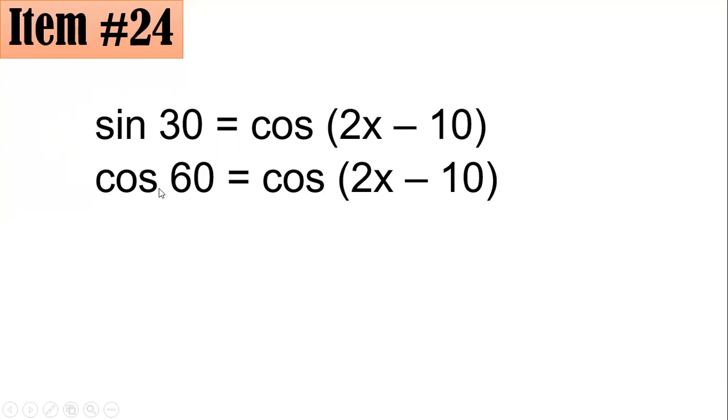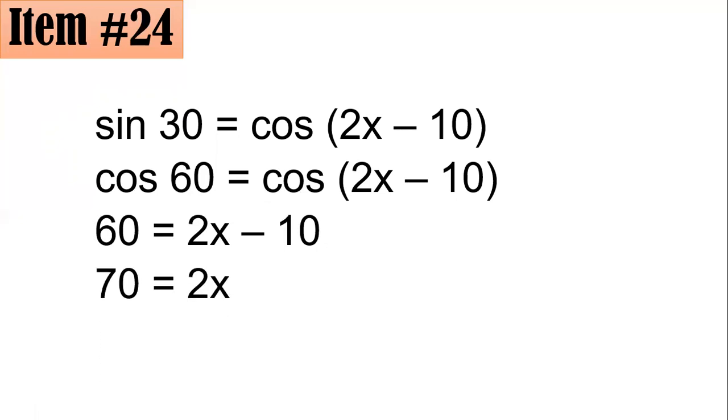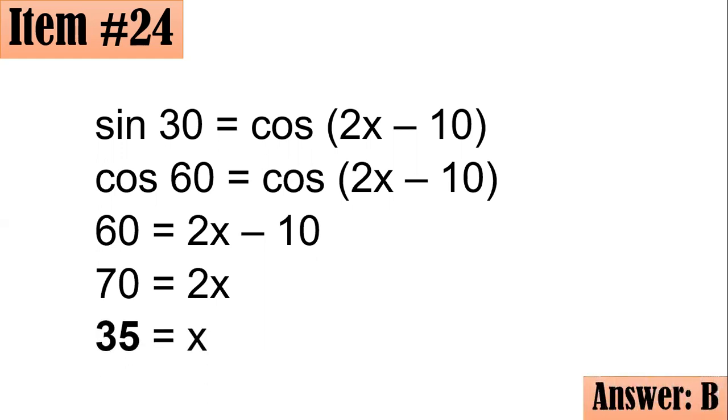And we have the equation cosine 60 equals cosine of the quantity 2x minus 10. Since both of them are cosines, it therefore means that 60 is equal to 2x minus 10. So adding both sides by 10, you have 70 equals 2x. Dividing both sides by 2 gives 35 as the value of x, letter B.